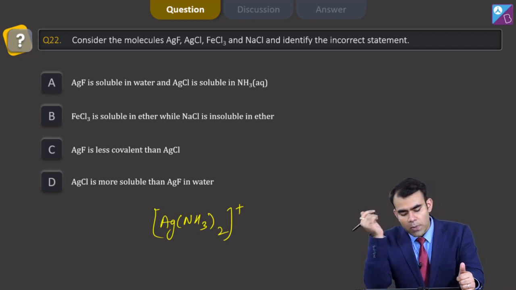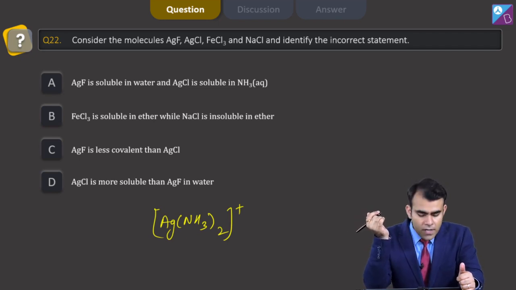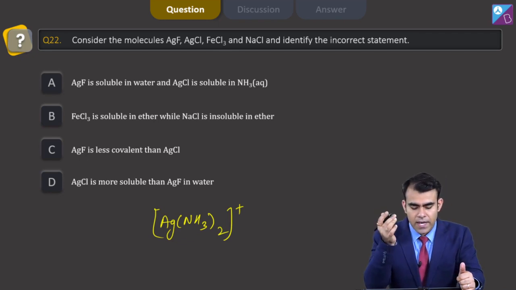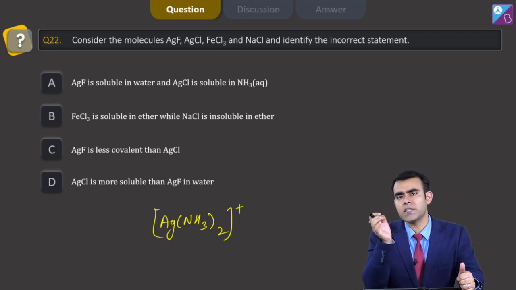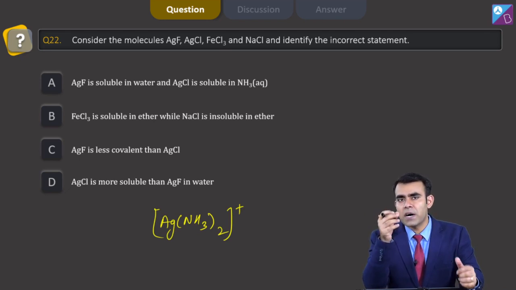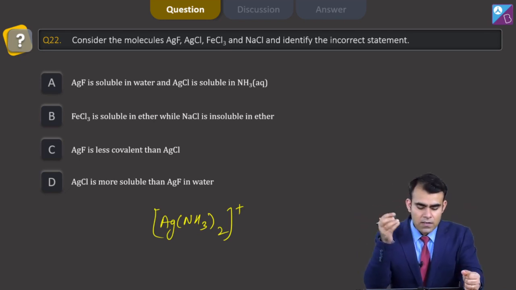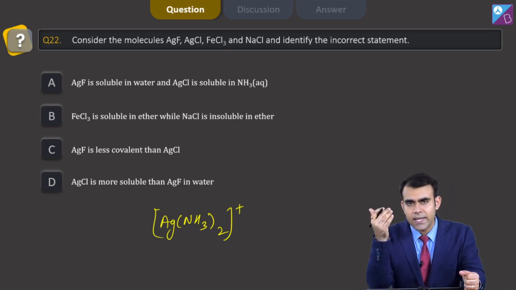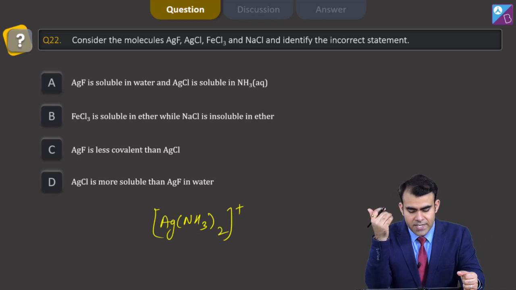Ferric chloride is soluble in ether. Yes, it is soluble in ether. Polar aprotic solvents, ferric chloride is soluble. So yes, this is correct. And NaCl is insoluble in ether. Yes, NaCl is soluble in polar protic solvents, or you can say like dissolves like. The one which has higher polarizing power, which can solvate NaCl, will dissolve it. So yes, this statement is also correct. It is insoluble in ether.